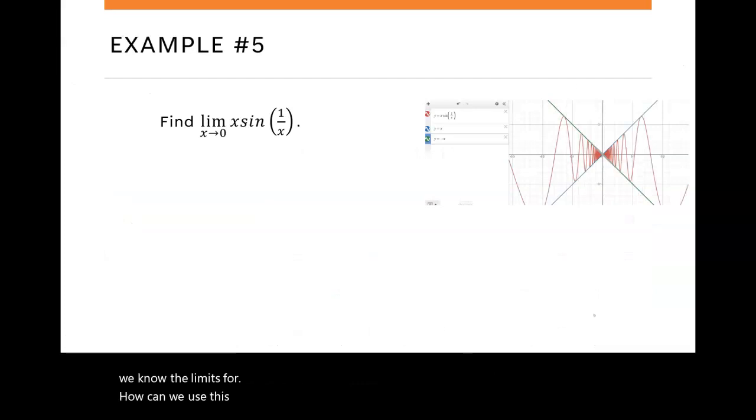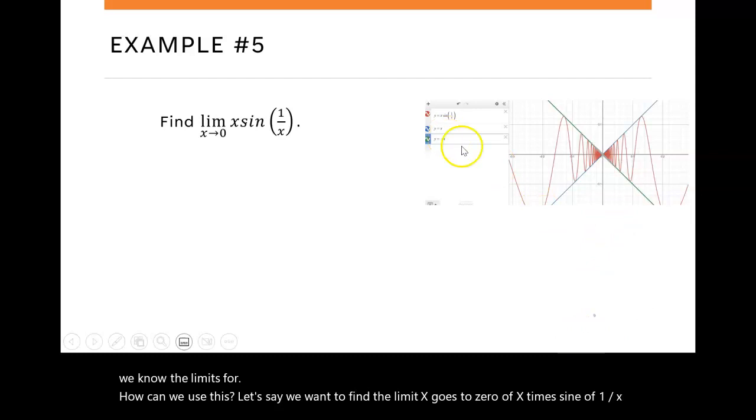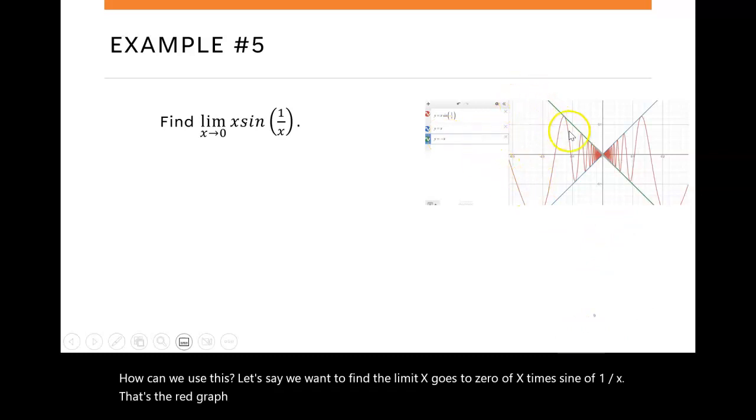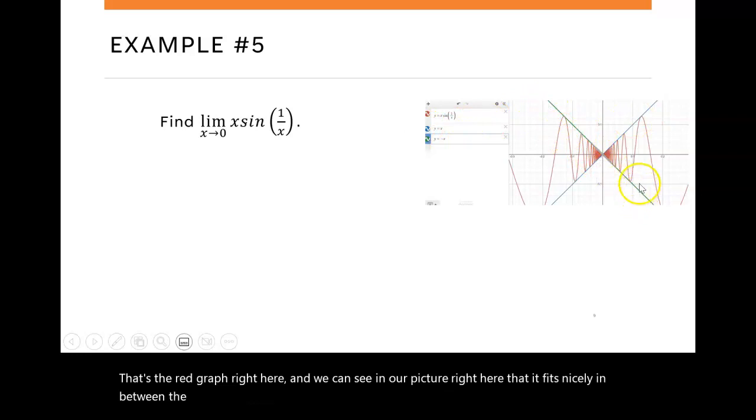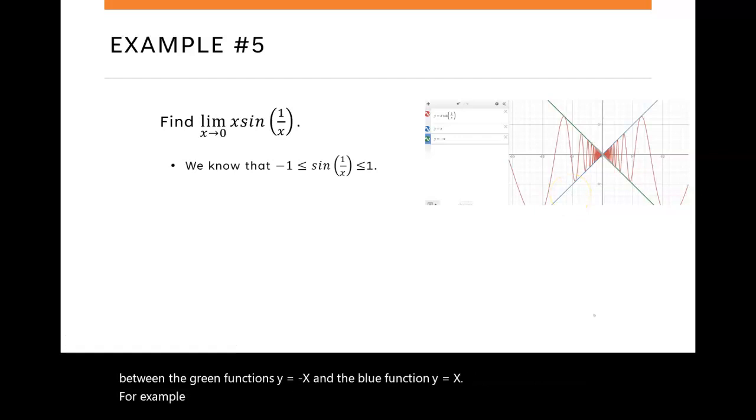Let's say we want to find the limit as x goes to 0 of x times sine of 1 over x. That's the red graph right here. And we can see in our picture right here that it fits nicely in between the green function y equals negative x and the blue function y equals x. Oh, for example, our process might look something like this.